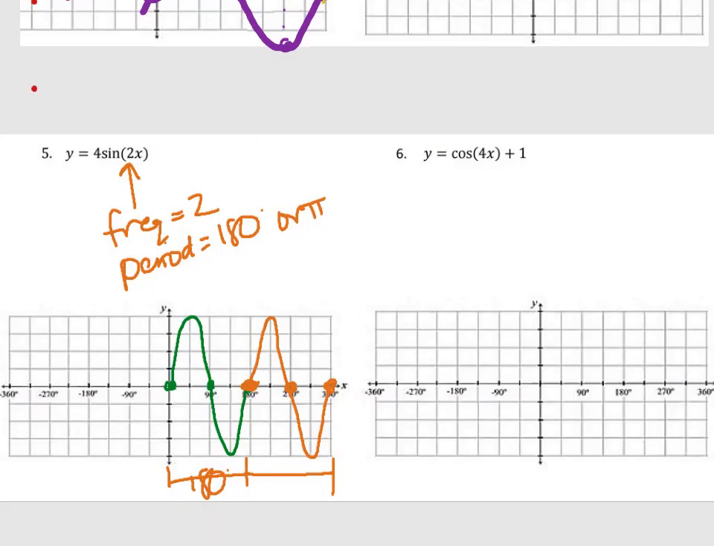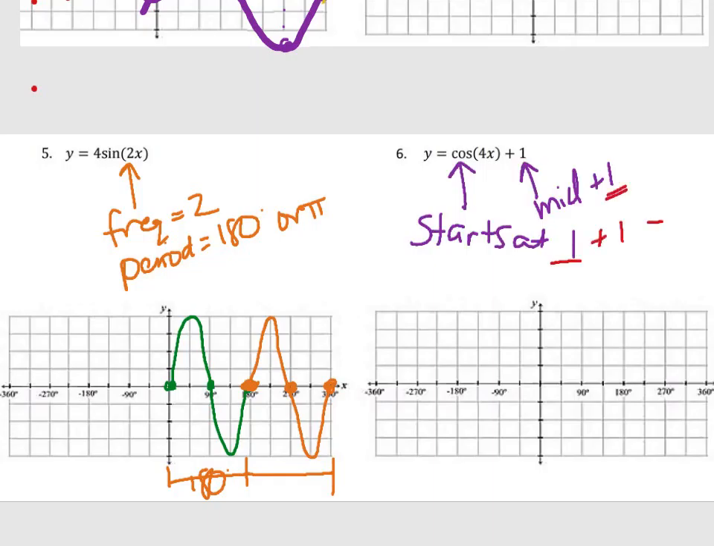Last one. So I'm noticing that we have cosine, so we know we start at 1, but we have a midline shift of 1, so we're really going to start at 2. No amplitude change, so we're only going up and down 1 from there, but we are going to cycle through this 4 times by the time we get to 360. So there's our 360. If we hit up 4 times in that span, 1, 2, 3, 4, that means we're going through an entire cycle every 90 degrees.